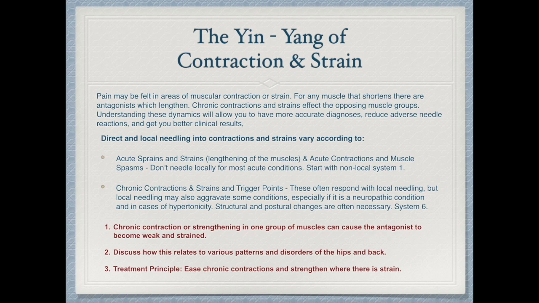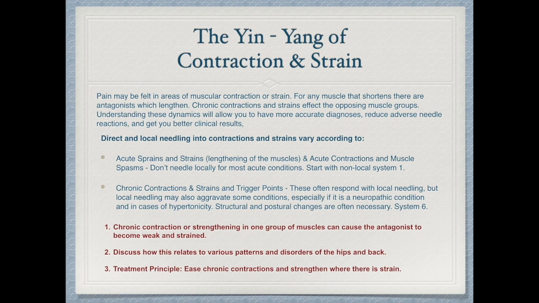Something similar occurs in the hip joint because there are a variety of muscles that can go into chronic contraction. And when that happens, it's going to produce strain and weakness in the antagonists. So this is something that we're going to look at closely along with the functional anatomy of the hip. The second point here reads, discuss how this relates to various patterns and disorders of the hips and back. So we want to come to an understanding of how the chronic contractions and the strain relate to the various disorders that we see when we're treating the hips and lumbar region.